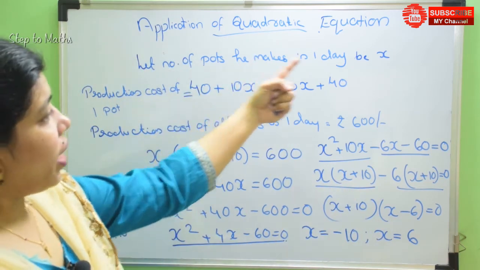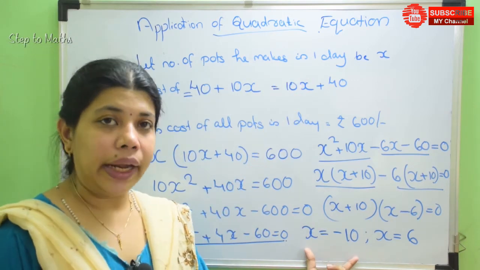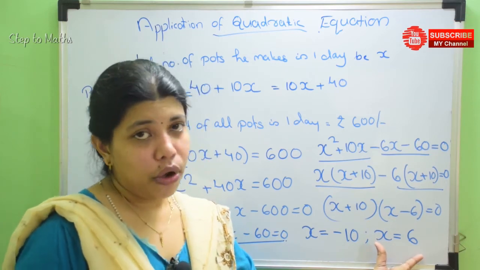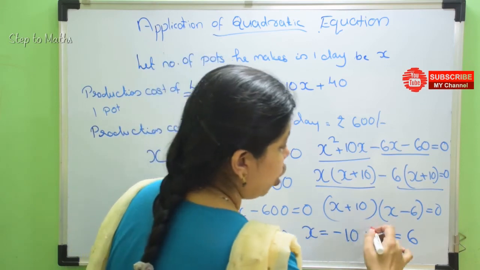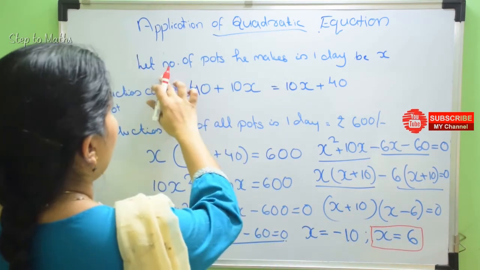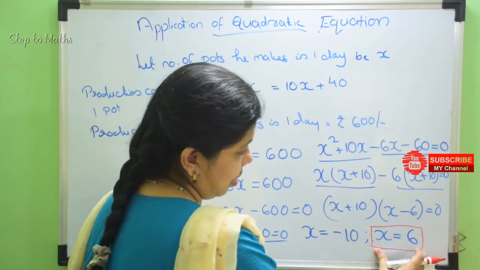We take x as number of pots. Number of pots cannot be negative. So, we take the positive value of x. x is equal to 6. The number of pots he makes in one day is 6.